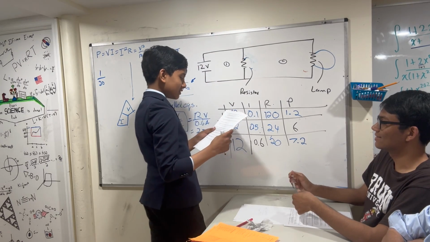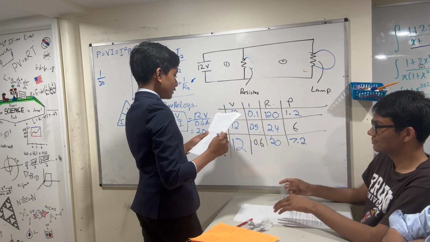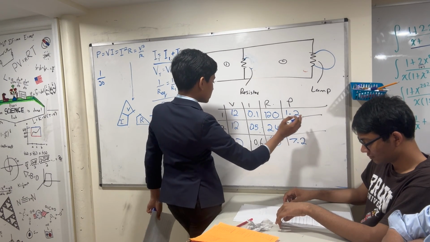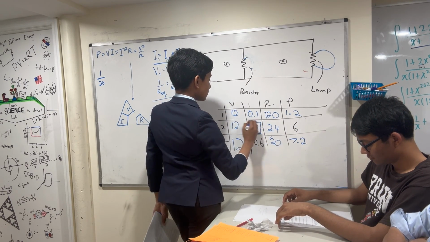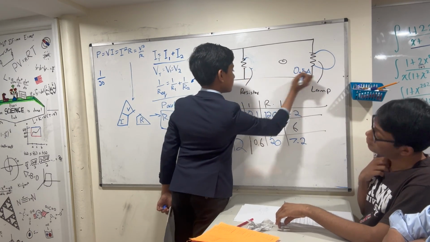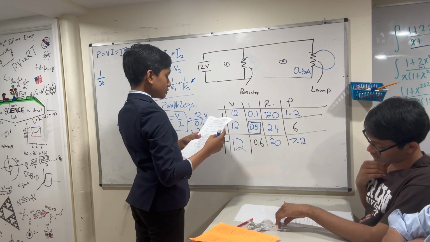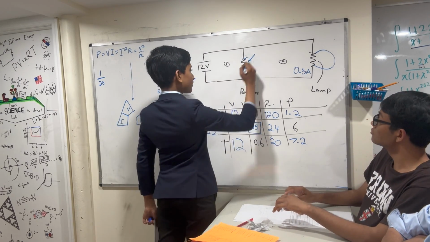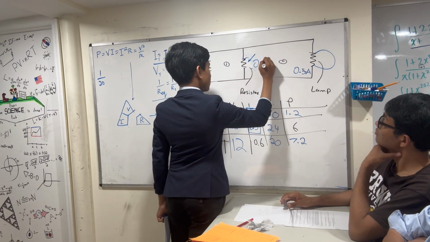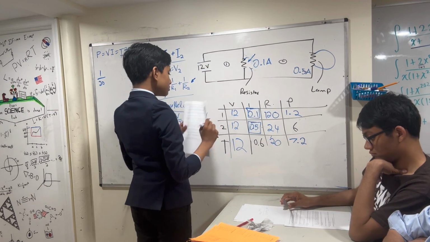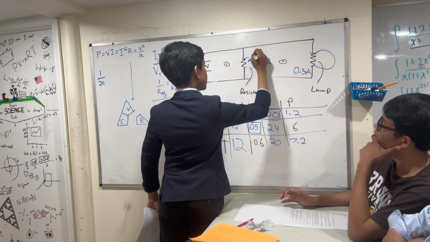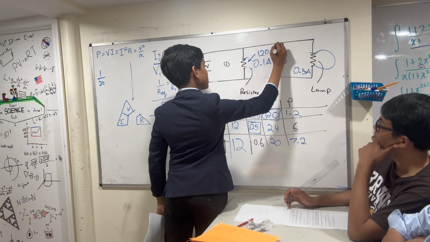Okay, so write the current. That is what you're trying to find, right? Calculate the current through the lamp. So write down on the lamp: 0.5 amps. Good. Next question: determine the current in this resistor. Write it down: 0.1 amps. And finally, calculate the resistance of the resistor, which is 120 ohms.